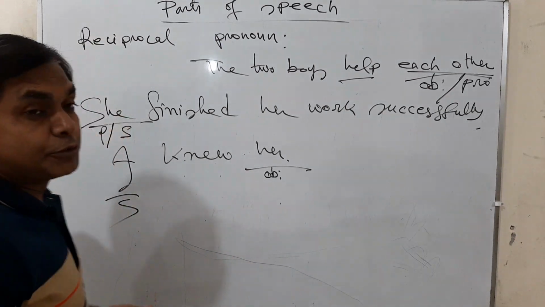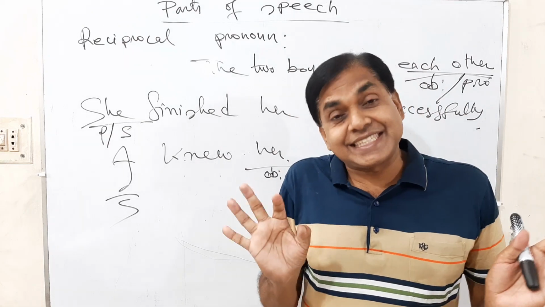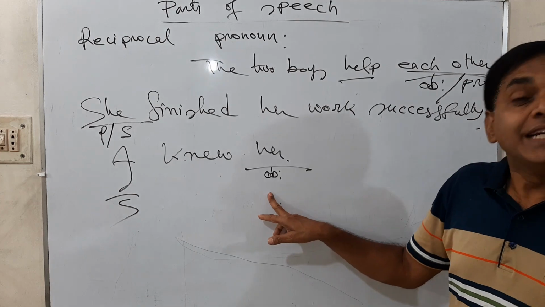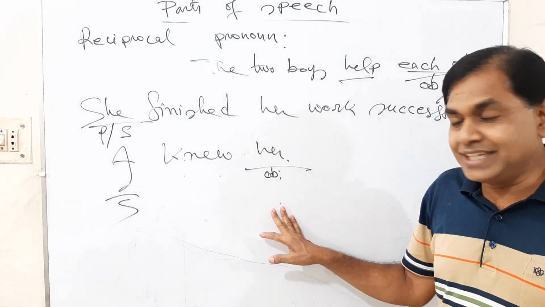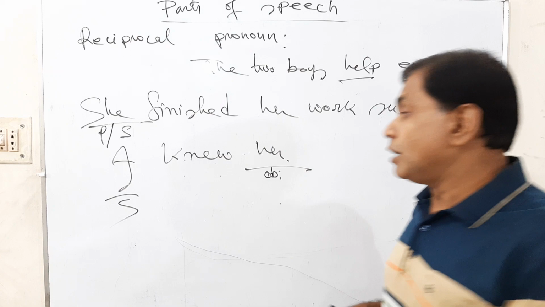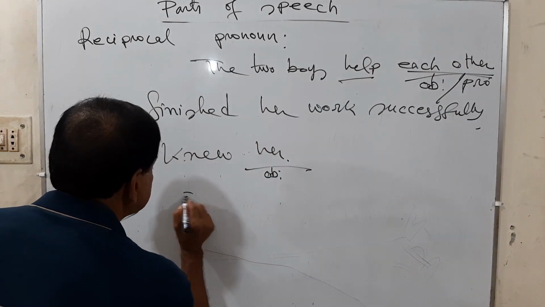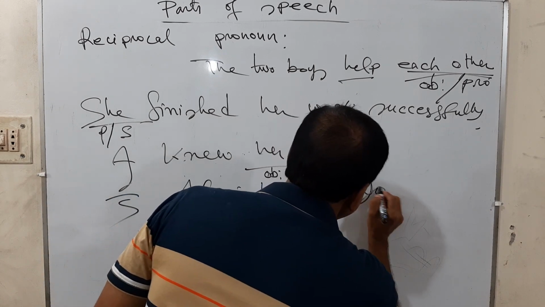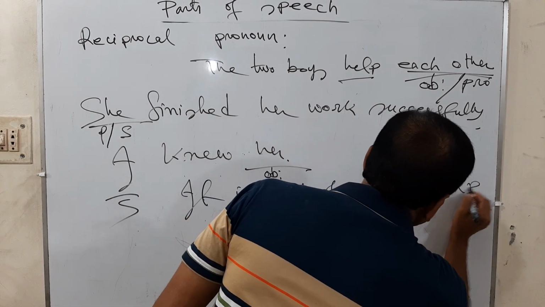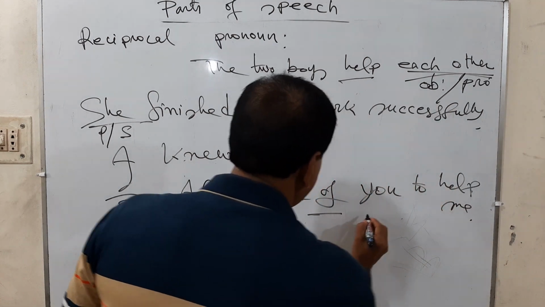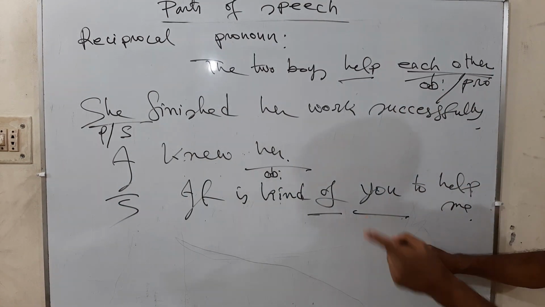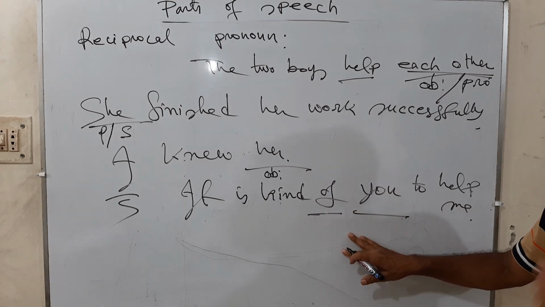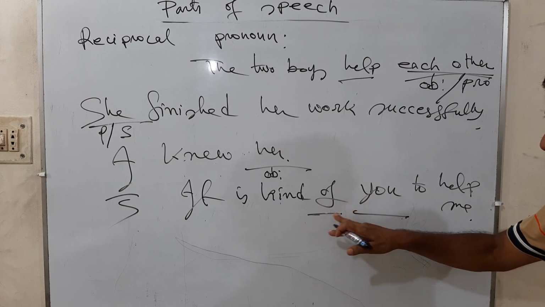So now you can easily understand one thing that is clear to you, that a pronoun is used as the subject of a sentence. A pronoun is used as the object of a sentence. Am I right? And a pronoun is used as the object of preposition. Look at it. It is kind of you to help me. Of you. You is a pronoun. And what kind of pronoun is it? It is the object of preposition of.